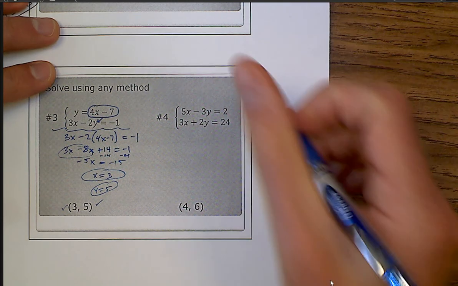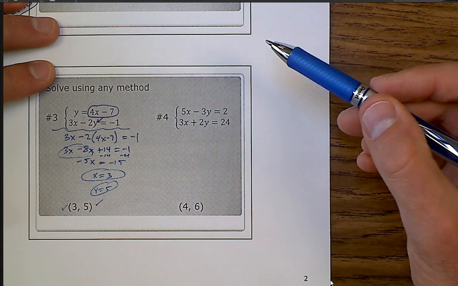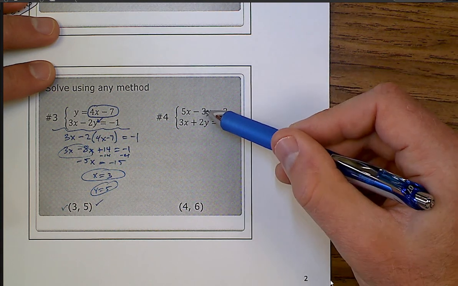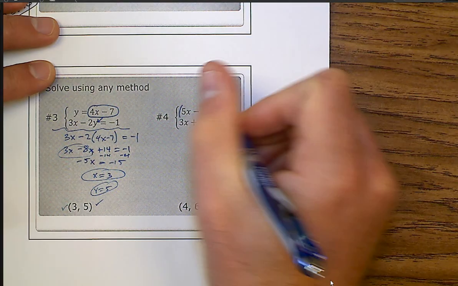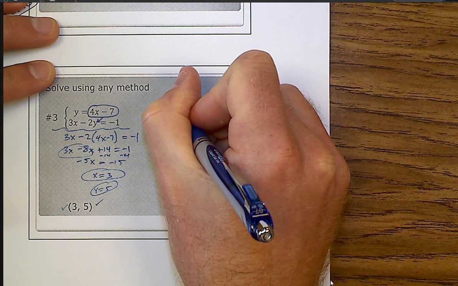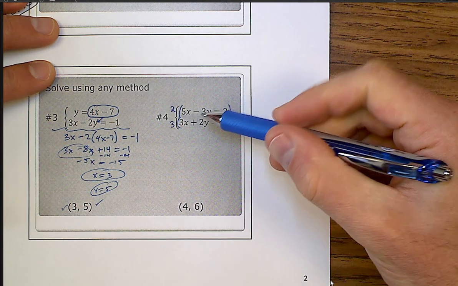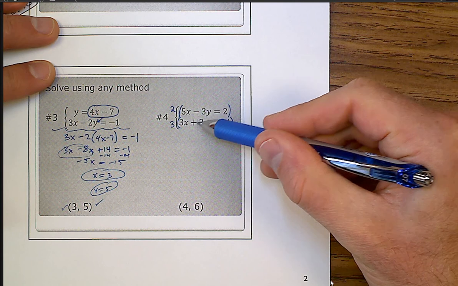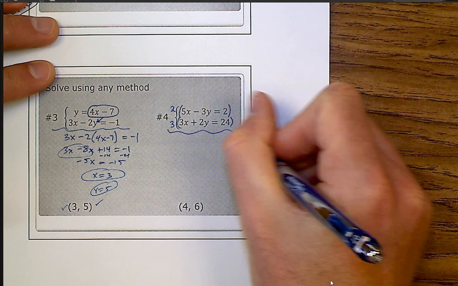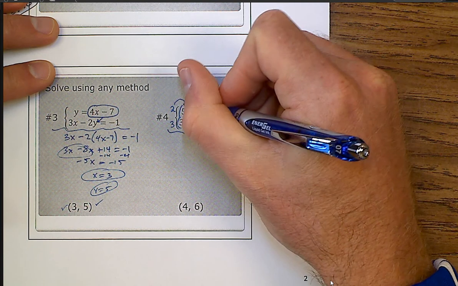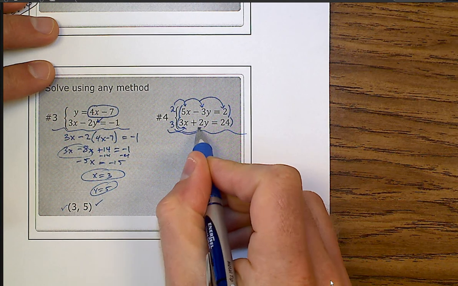Now, my eyes immediately go to the y's because I have a negative 3 and a positive 2. So I know in my mind if I multiply this top equation by a 2 and the bottom equation by a 3, I'm going to have negative 6y and positive 6y, and my y's will cancel out. So remember, a common mistake is students don't distribute all 3 parts here. So make sure, I usually draw arrows just to remind myself.